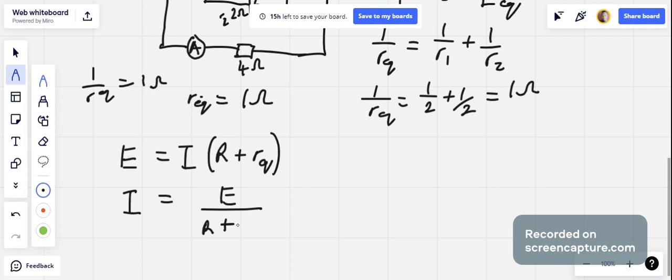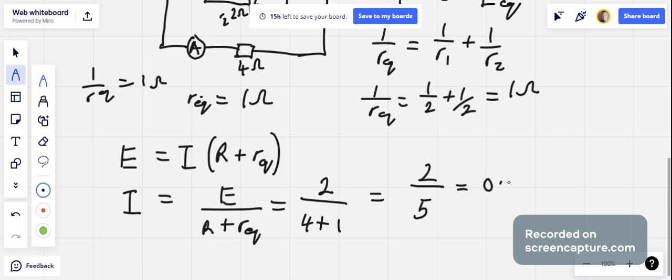External resistance plus equivalent internal resistance, which equals our E here, EMF will be 2 volts, since it will measure the same voltage. 2, our external resistance is 4. 2 divided by 4 plus our equivalent internal resistance, which is 1. So this will be 2 divided by 5. Okay, 2 divided by 5 will be 0.4 amps. So the answer to that is 0.4 amps.